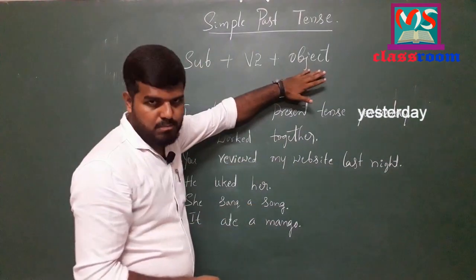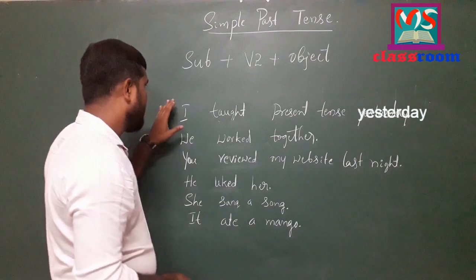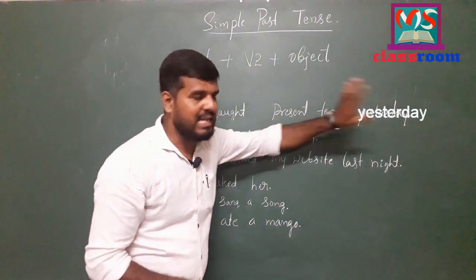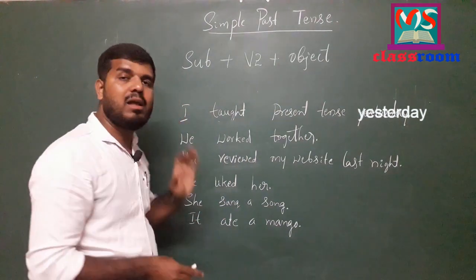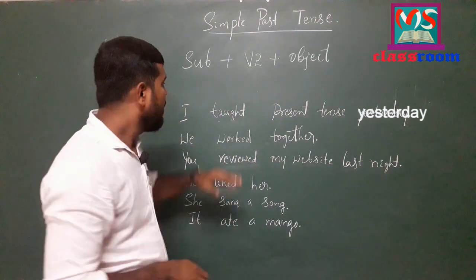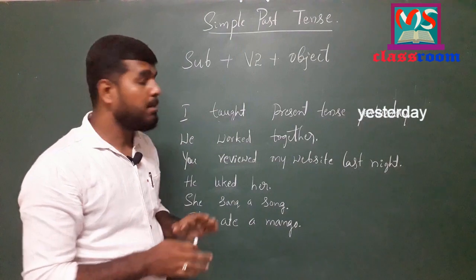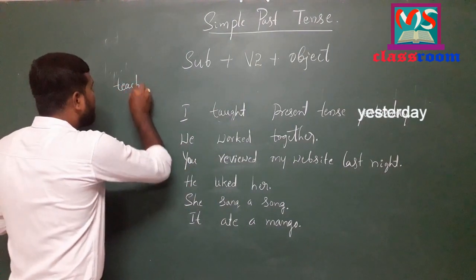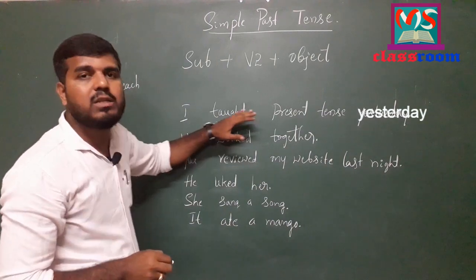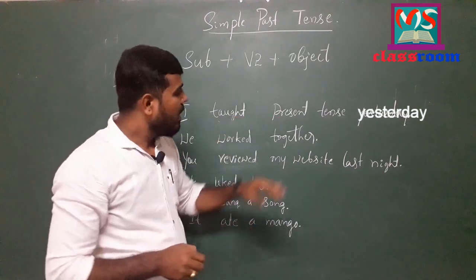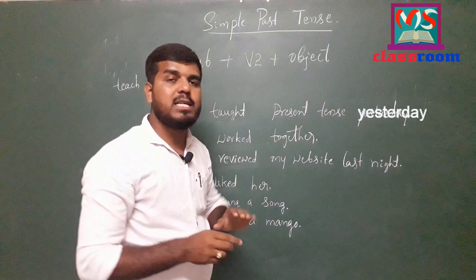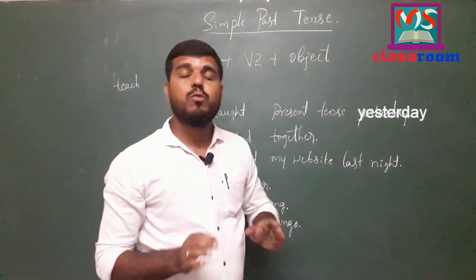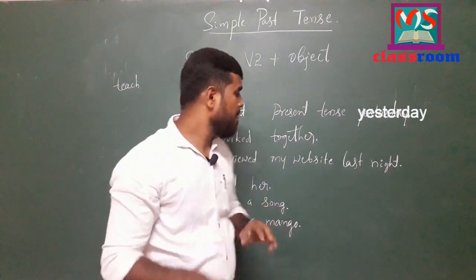And here, object. Take the first example. I taught present tense yesterday. Here I is first person singular and taught is the past form of the verb teach. And you know that very well: teach, taught, teaching. And here present tense is object, yesterday is adverb which shows the past time.